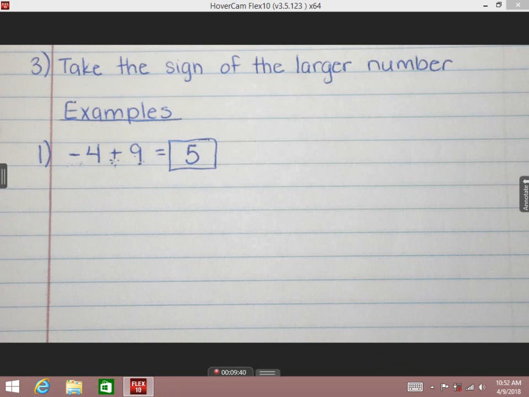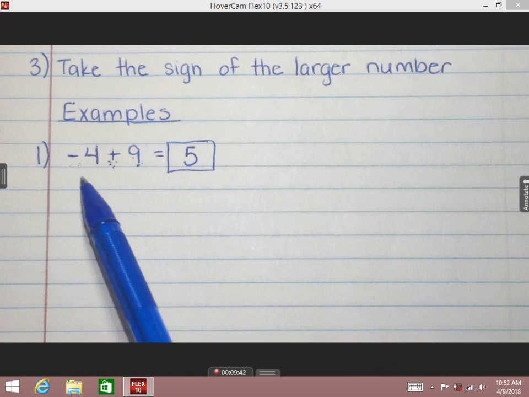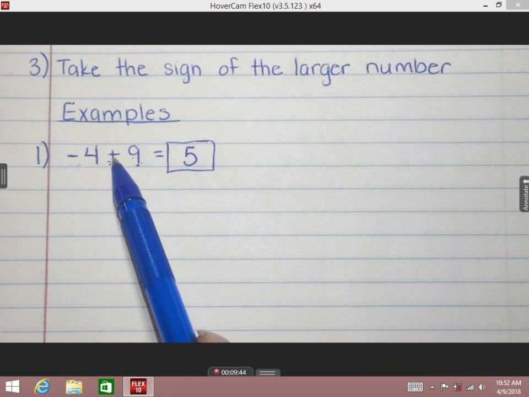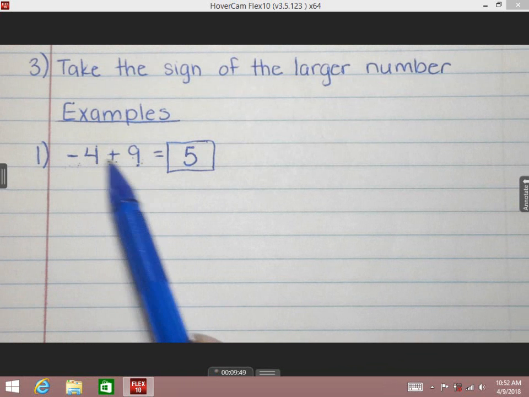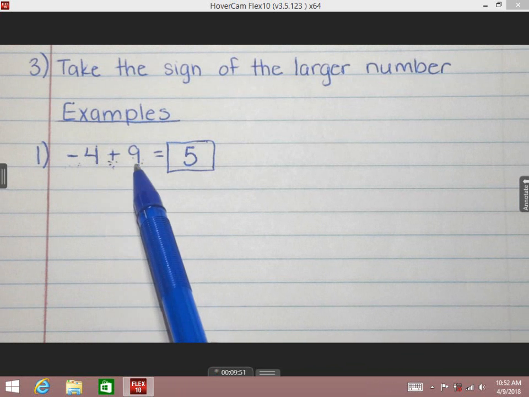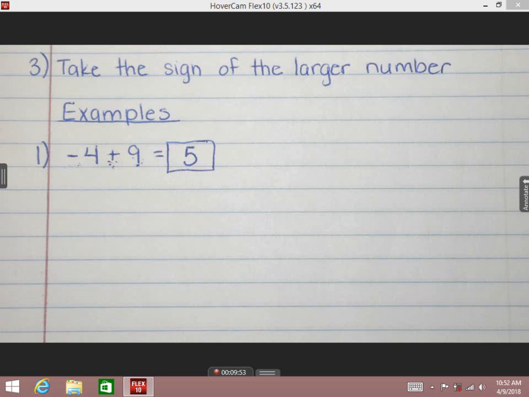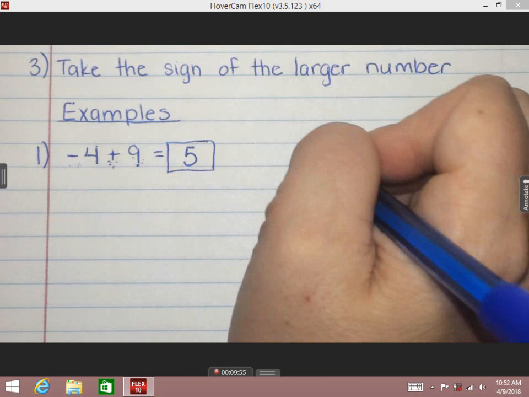Right here we have a minus 4 or a negative 4, and we have plus 9, right? Isaac, do those have same signs or different signs? Different. And what does it say when we have different signs? So we did 9 minus 4. We just subtracted them.